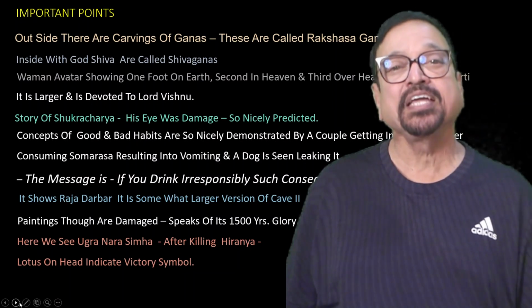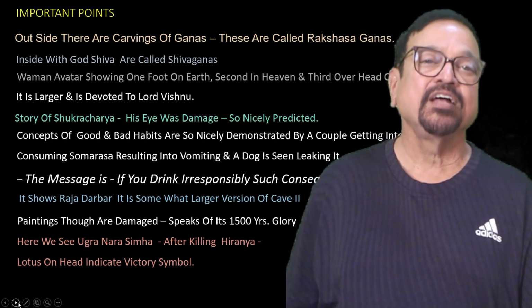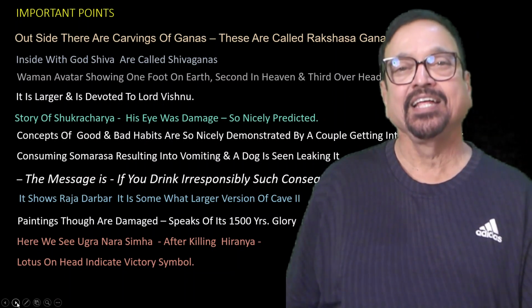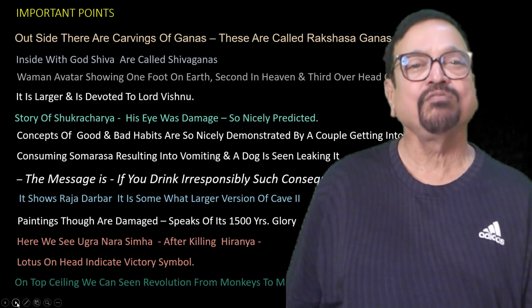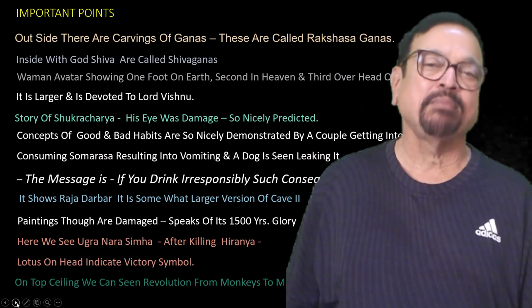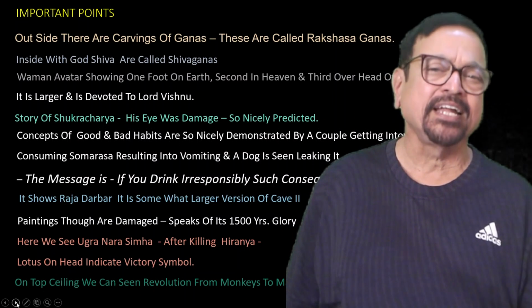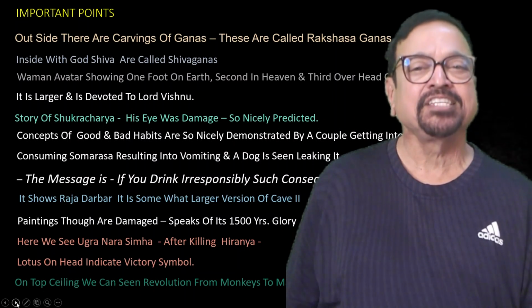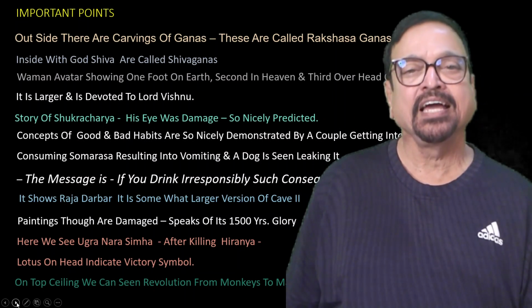Now if you observe this very carefully, this Narasimha, you will find a lotus on his head. What does it indicate? A symbol of victory. On top of the ceiling we can see the evolution of monkey to man. It is often debated whether the Westerners were earlier or we were earlier in depicting this.